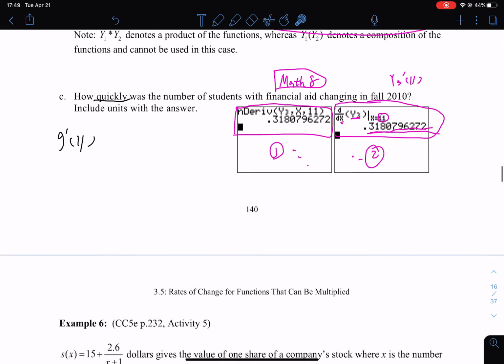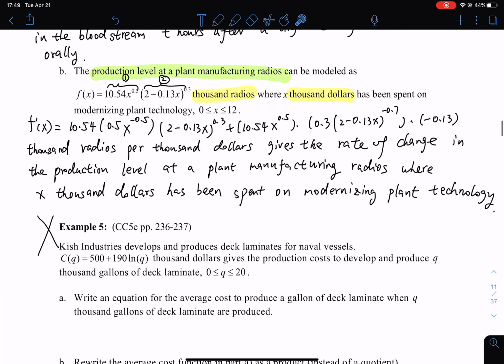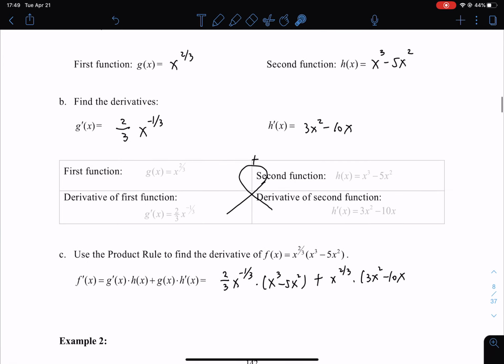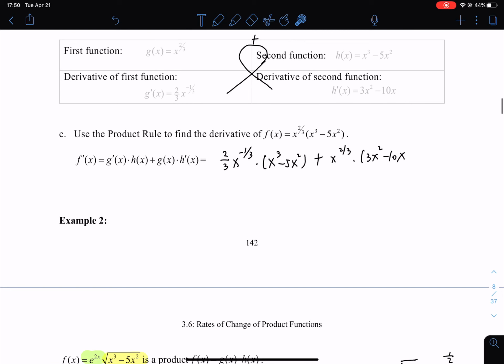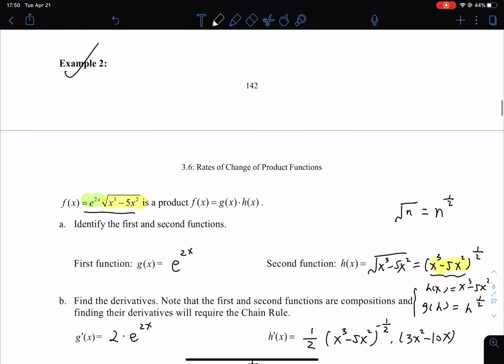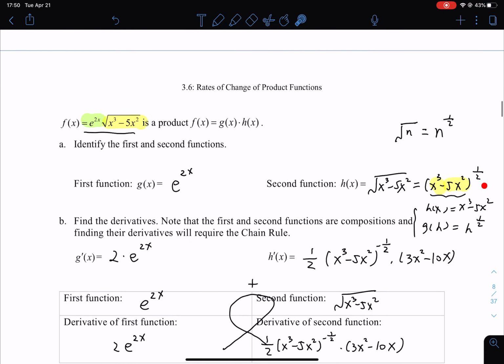Then, all right, last section, 3.6 in chapter 3. 3.6 gives you more examples. For example, example 2. This is the first function. This is the second function. For this one, we can rewrite the square root of x as x to the 1/2 power. So this one is just x cubed minus 5x squared to the 1/2 power.